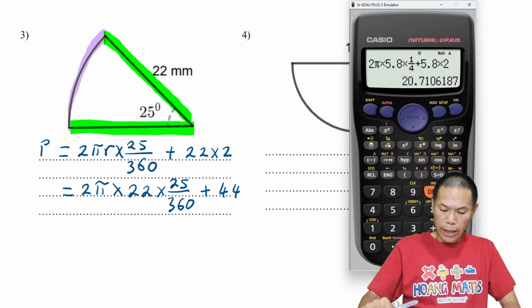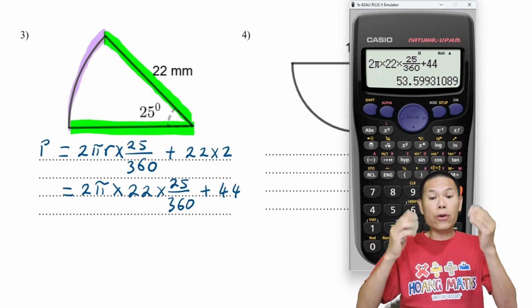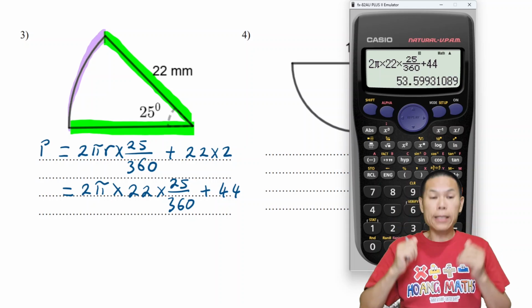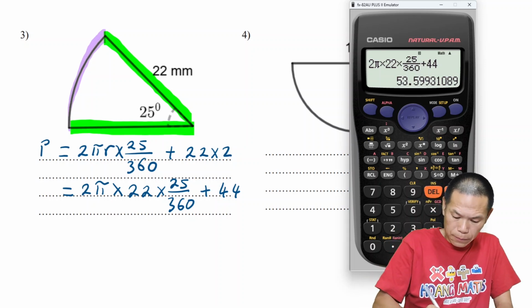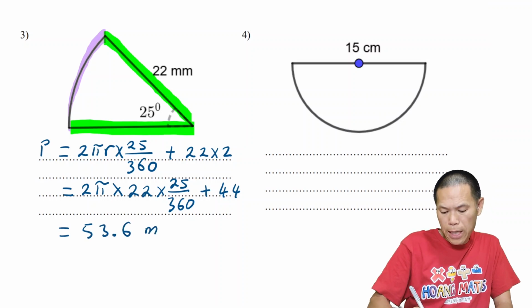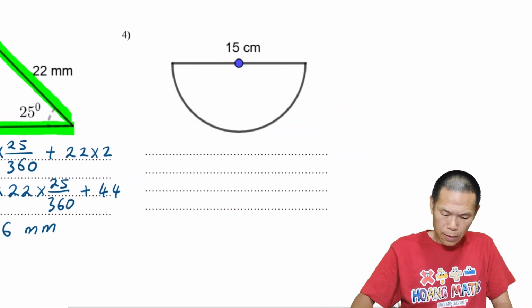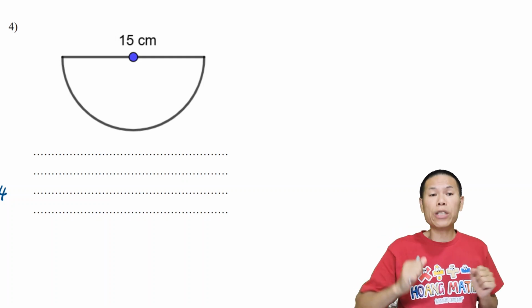Now I just put it on the calculator. 2 shift pi times 22 times 25 over 360. And then we add 44. So there you go, 53.6 millimeters, correct to 1 decimal place. So the answer is 53.6 millimeters. Please pause the video and try this one yourself.